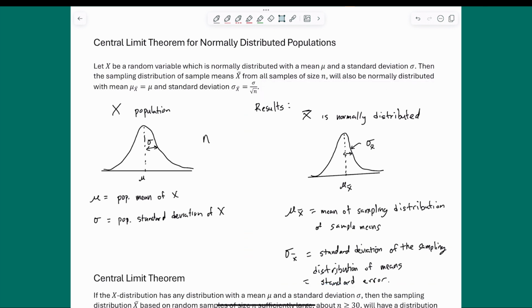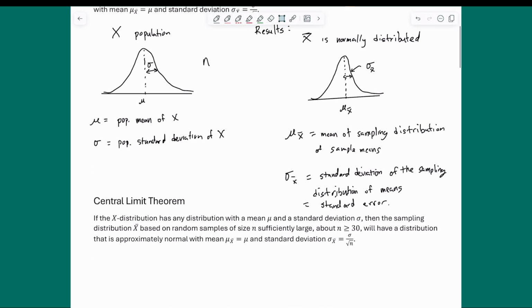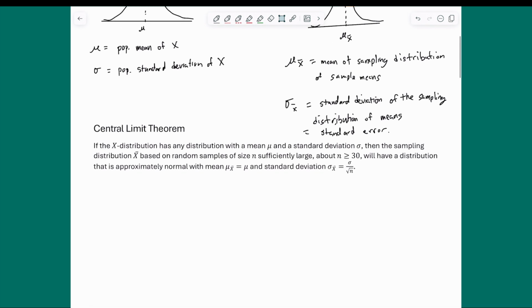Okay, and so that is the result. So once again, it's telling us the shape of the sampling distribution of means when we know that we're looking at samples from a population that is normally distributed. All right, well, this theorem has a little bit more general version of it, which basically has the same results, and the assumptions or the conditions that one needs to meet are a little bit more relaxed than the one above. So this is what is typically referred to as the central limit theorem.